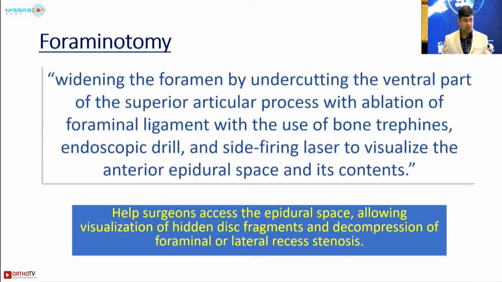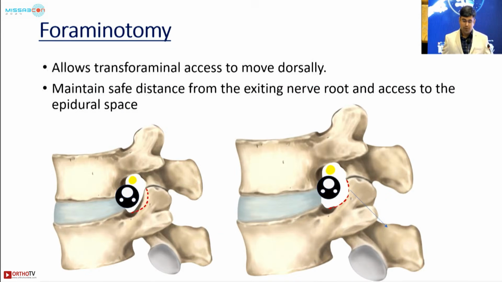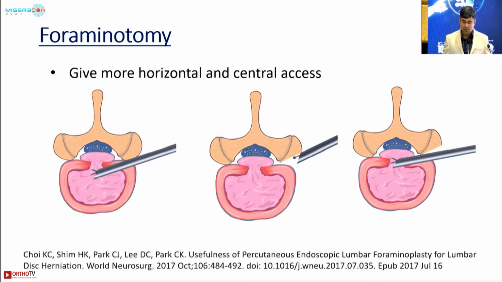It helps the surgeon to access the epidural space, allowing the visualization of the hidden disc fragment and decompression of the foraminal and lateral recess stenosis. Foraminotomy allows transforaminal access to move more dorsally and maintain the safe distance from the exiting nerve root. It also gives more horizontal and central access to the epidural space to address the central disc herniation.